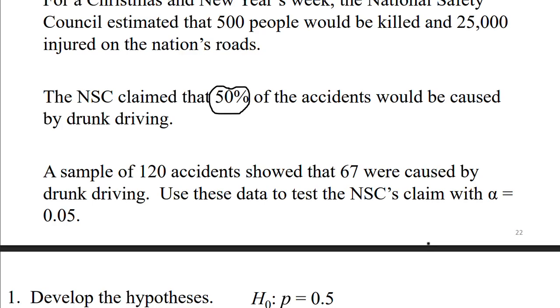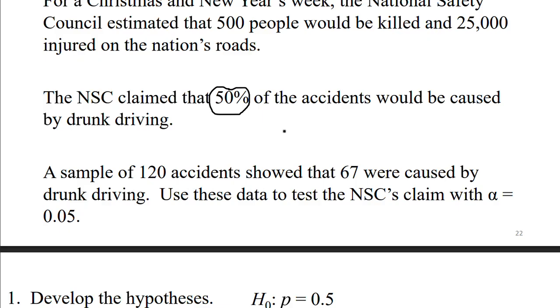And so we perform a two sample hypothesis test of the proportional distribution. What did we do? After not believing the null hypothesis that is equal to 50%, we take our own sample of 120 accidents, which represent our sample size n, and it showed that out of the 120, an X value of 67 were caused by drunk driving. Let's use this data to test the NSA claim with an alpha value of 0.05.